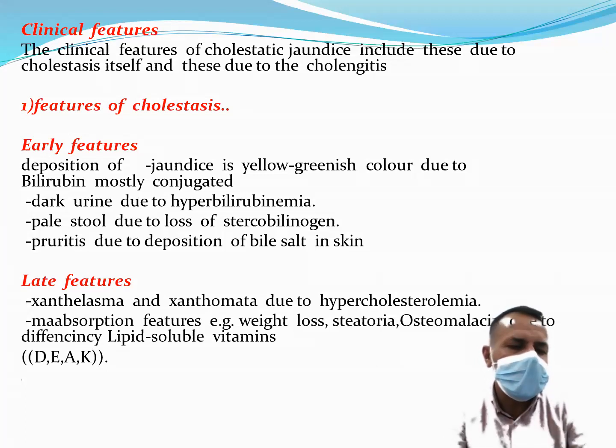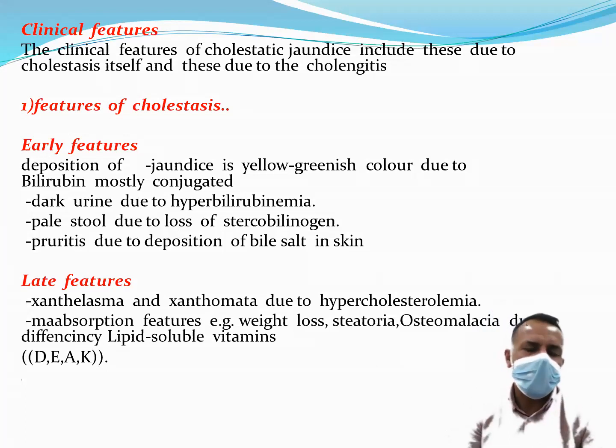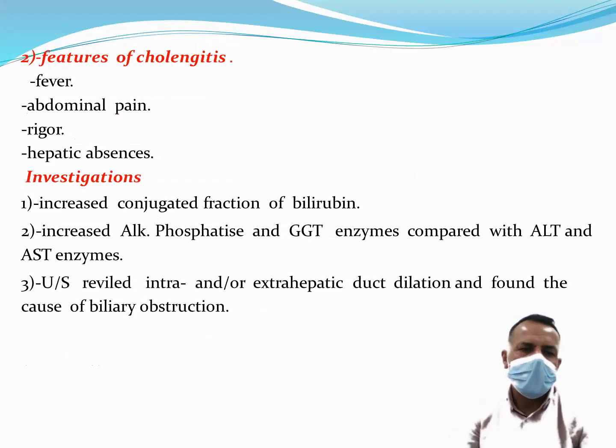Vitamin D deficiency leads to osteoporosis and osteomalacia. Vitamin E leads to bleeding tendency. Vitamin A leads to blindness. Vitamin K leads to bleeding, and so on. So this is called the late feature of the obstruction. Or the feature due to cholangitis.